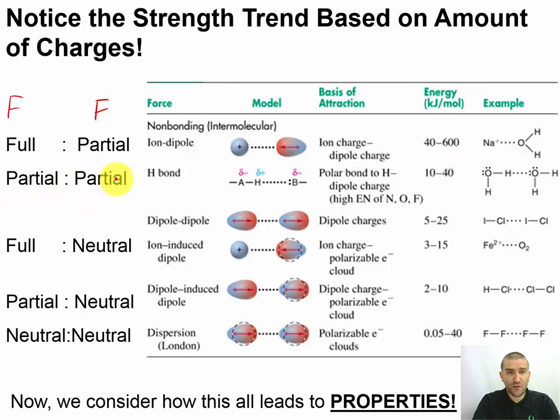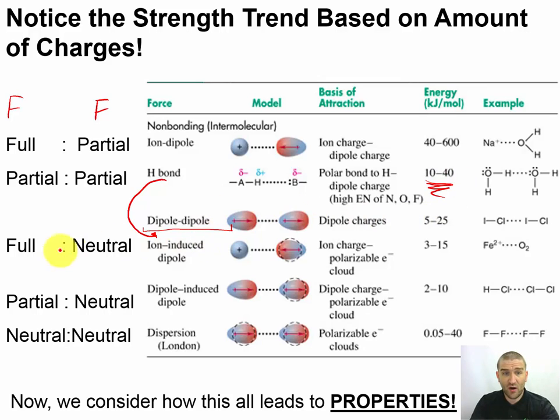Then when you go to partial, notice we've just gone from full, partial, now we're at partial, partial. That's going to be a bit wimpier, but still very strong. It's going to be your dipole-dipole interactions, of which hydrogen bonding is a subset. They happen to be high in energy, which is why they show up higher on the table, but remember that hydrogen bonds are actually a subset of dipole-dipole interactions.